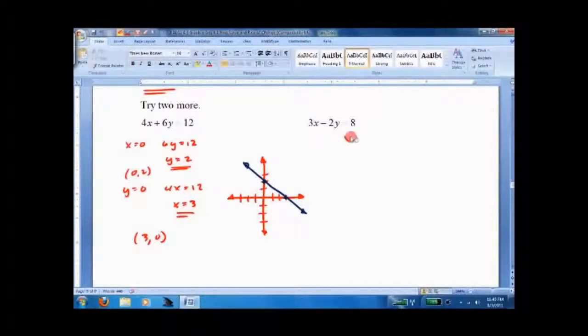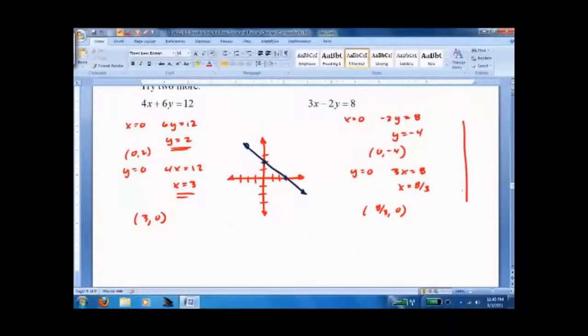Let's try it again. X equals 0, we get negative 2y equals 8. Y equals negative 4. (0, -4). Y equals 0, we get 3x equals 8. X equals 8 over 3. (8/3, 0). Haven't left myself much room for my graph, so I'll have to sneak it in out here.